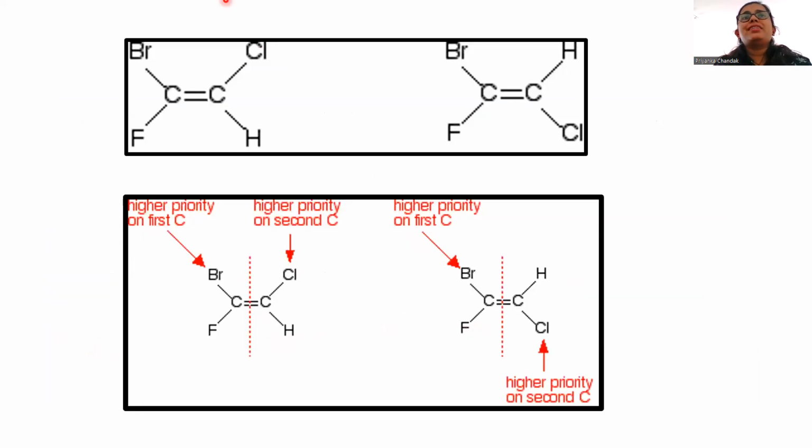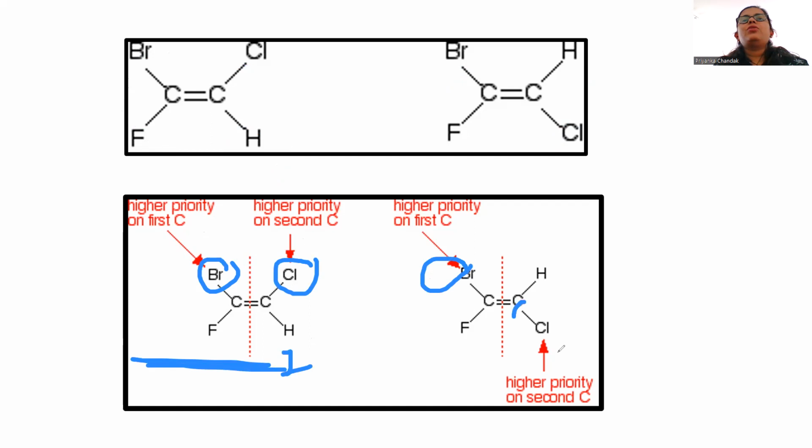This is the best example you can study, and you can write it in the exam as well. C double bond C, with bromine, chlorine, fluorine, hydrogen. Okay, C double bond C, bromine, chlorine, hydrogen, fluorine. So here you have to see which are the priority groups. In this diagram, you can see the highest priority group is bromine, and here also chlorine. Here bromine and chlorine are on the opposite side. This is the E.